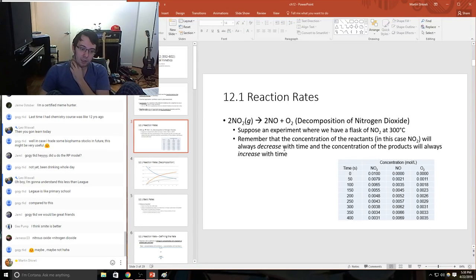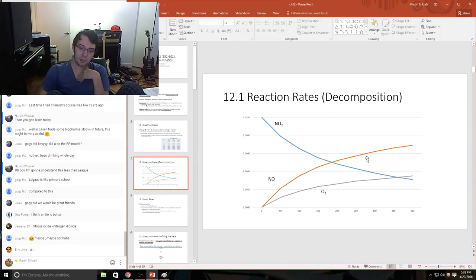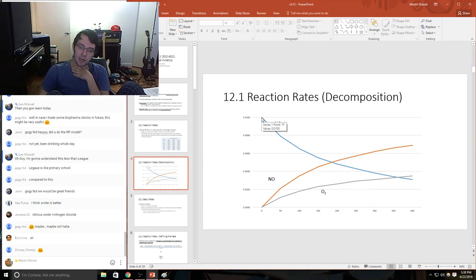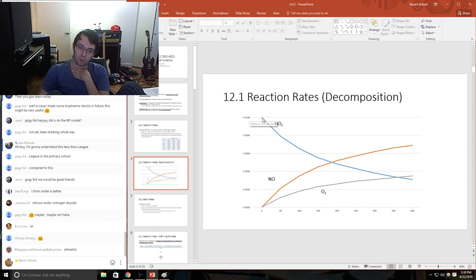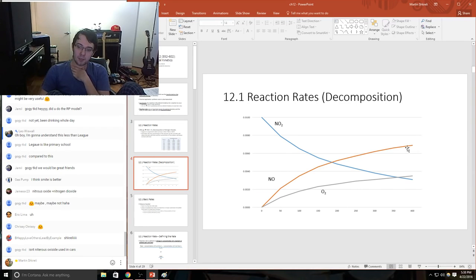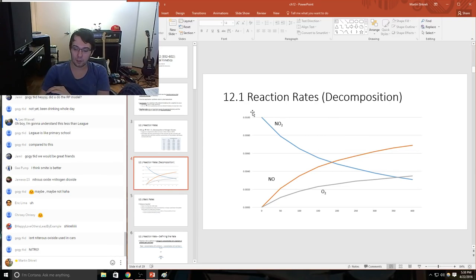And now you can see exactly what happens when it's graphed. You can see that the nitrogen dioxide starts off at 0.01 moles per liter, and then by 400 seconds it's gone. And you can see it's being replaced by nitric oxide and by oxygen gas. And what we're going to study is how exactly these rates occur.